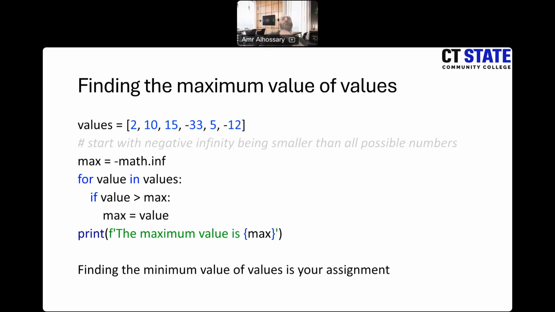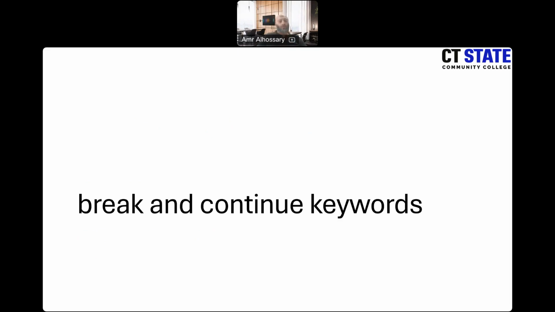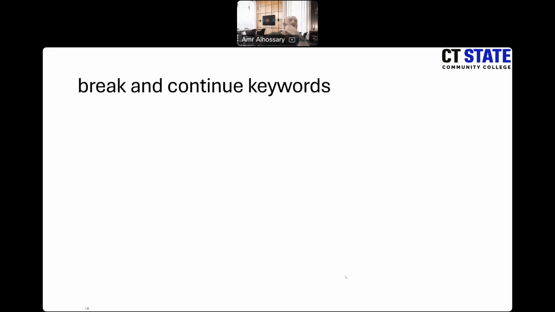Okay, next. How to control the behavior of the for loop, or loop in general. There are two important keywords: break and continue. They control the behavior of a loop. We have continue and we have break.